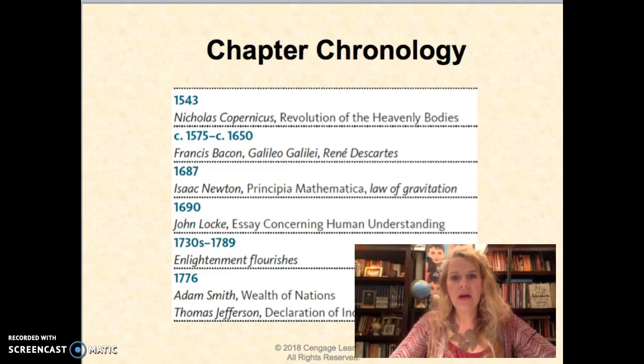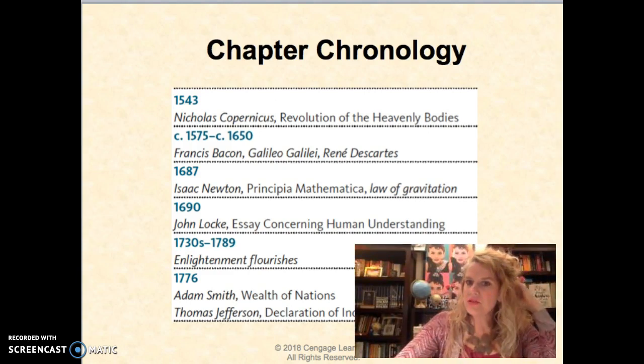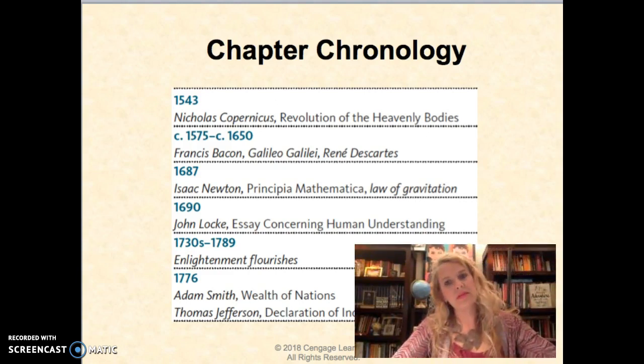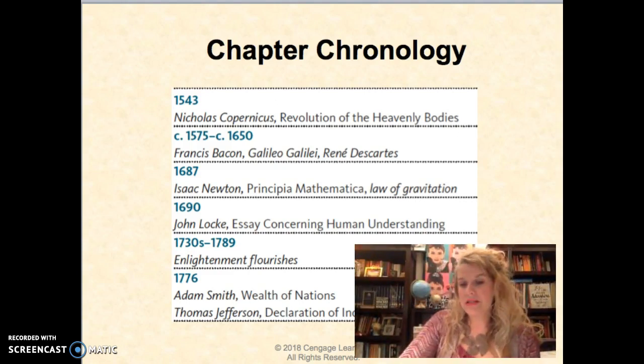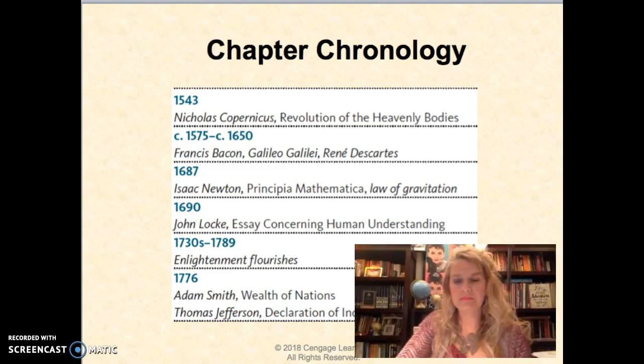Then we have Galileo and Francis Bacon, kind of a revolution of thought. Isaac Newton wrote the Principia Mathematica and the Law of Gravitation. John Locke, the Essay Concerning Human Understanding, and Enlightenment flourishes. Adam Smith, Wealth of Nations. Thomas Jefferson was also considered a philosopher from the United States in writing the Declaration of Independence and talking about liberty.